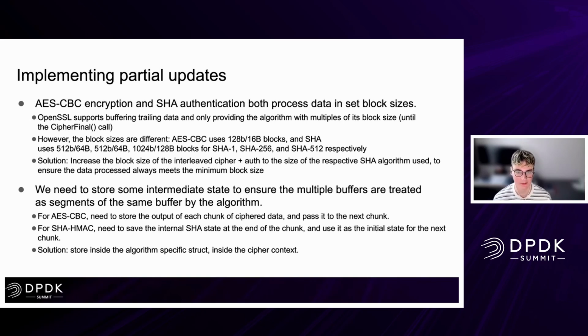We also need to store some intermediate state, because now the buffer data is not being provided all in one go. There has to be some intermediate state being passed from one block to the next. For AES-CBC, that's the output of each chunk to be passed into the next block. And for SHA-HMAC, that's the internal SHA state at the end of the block, which then has to be used as the initial state for the next block. The solution here is to store this inside an algorithm-specific struct, and this lives a few layers nested deep inside the cipher context inside OpenSSL.